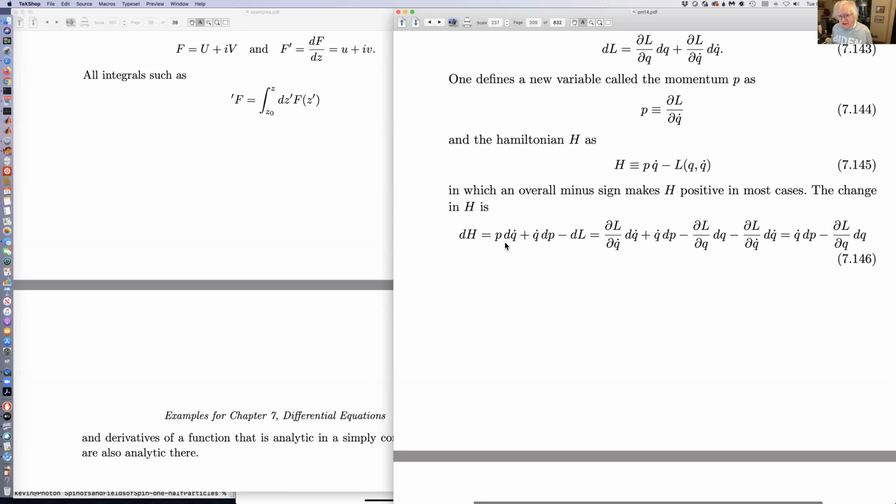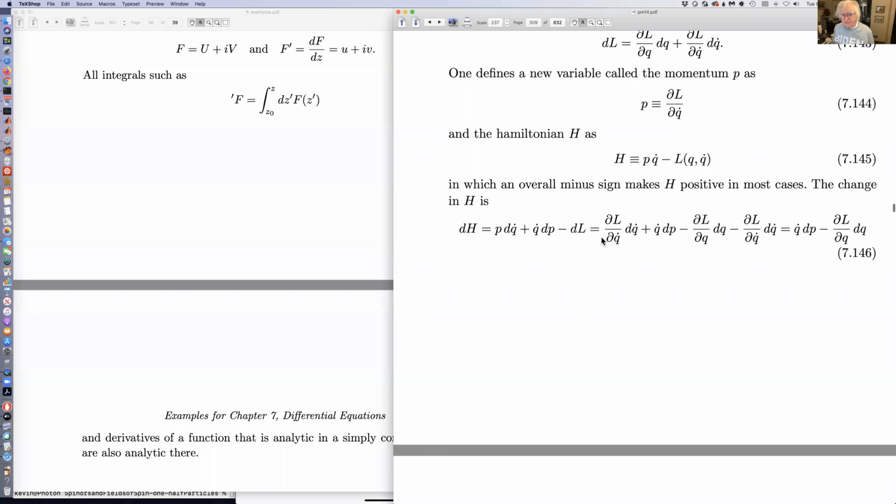Well, dH then is p dq dot plus q dot dp minus dL. But p is partial L partial q dot. And then dL is partial L partial q dq plus partial L partial q dot dq dot. And now you see that this term cancels that term. So we just have q dot dp minus partial L partial q dq. So the Hamiltonian is really a function of p and q.